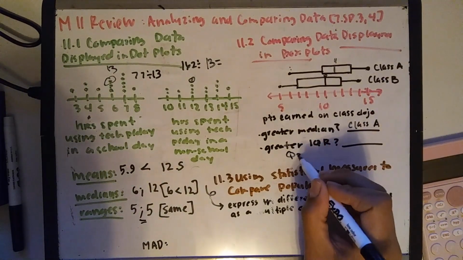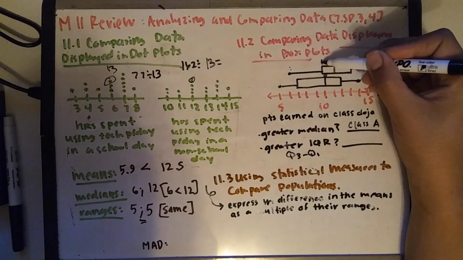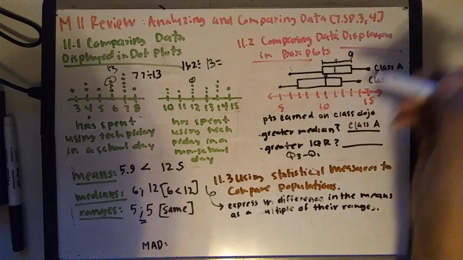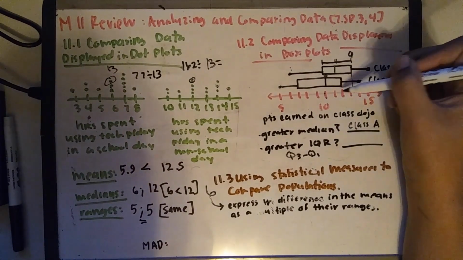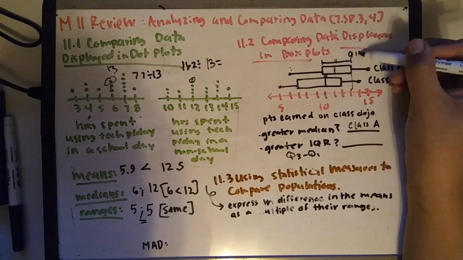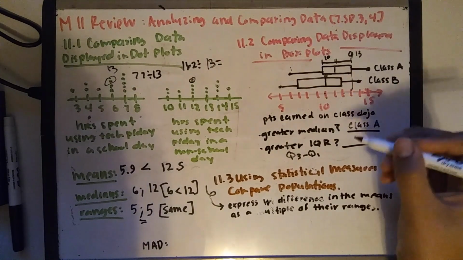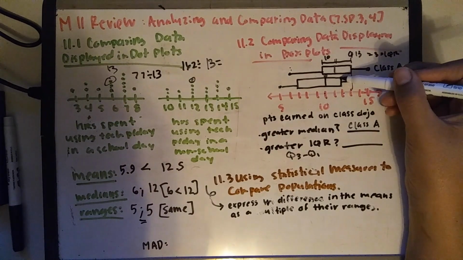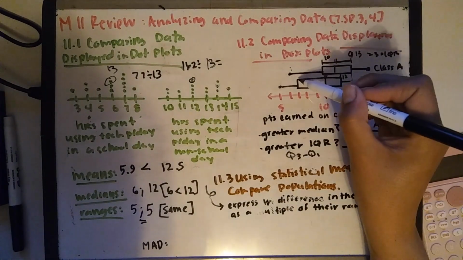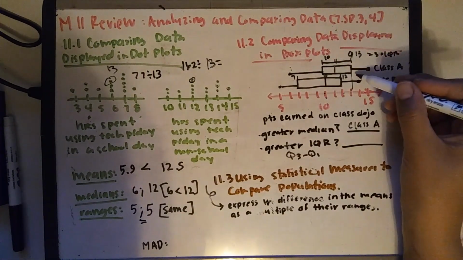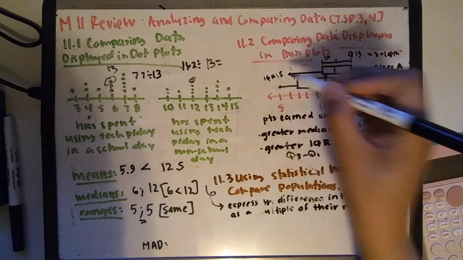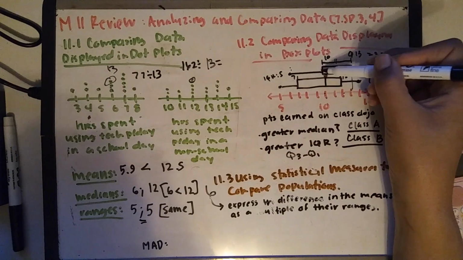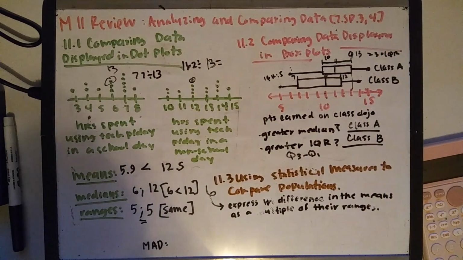Remember, IQR is Q3 minus Q1, my interquartile range. So basically this right here, the distance. So I have to take Q3 minus Q1. So this is 10, 11, 12, 13. So this is 13 minus 10, which is 3. So this one has an IQR of 3. And then this one, I start with 12 minus 7. That's 5. So this is an IQR of 5. So class B has a greater interquartile range. Okay. Remember, each of these is 25% of the data points.